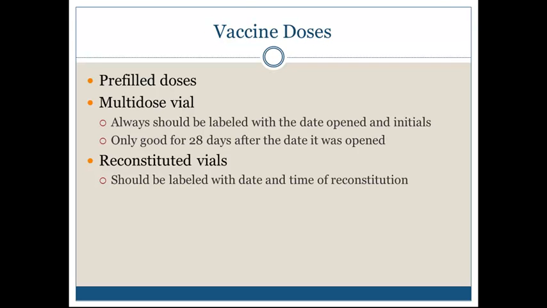Vaccine doses. There are pre-filled vials, also called cartridges, and multi-dose vials, which have more than one dose in them. These should always be labeled with the date it is opened and initialed by the person who opened it. They are only good for 28 days after the date it was opened. Reconstituted vials should be labeled with the date and time of reconstitution.